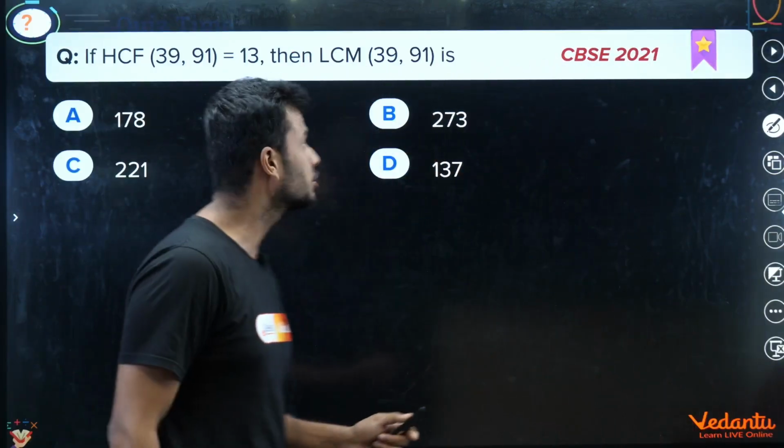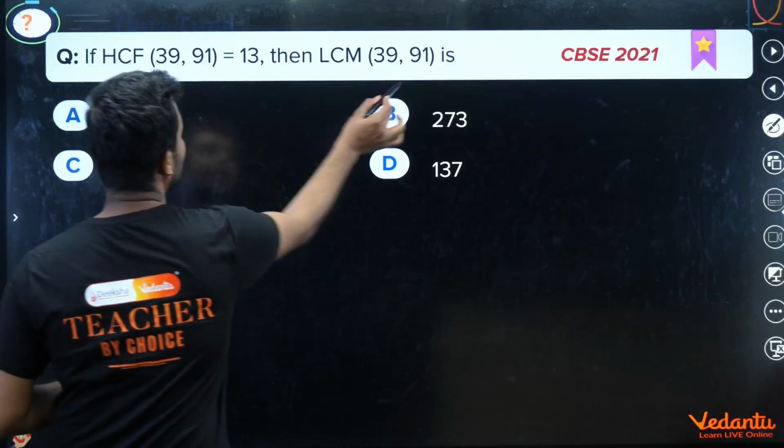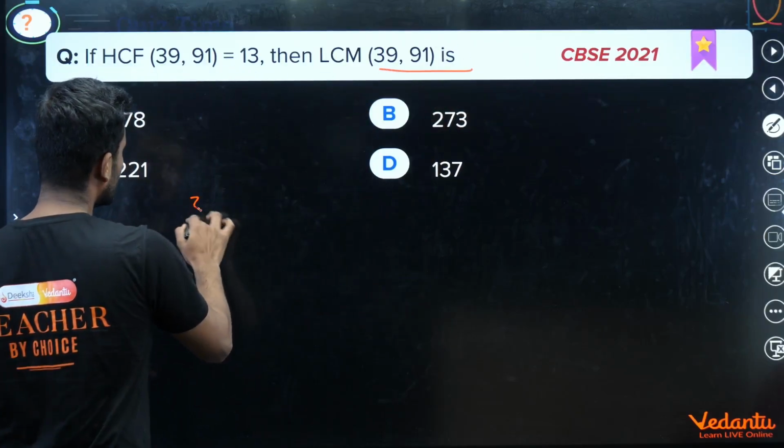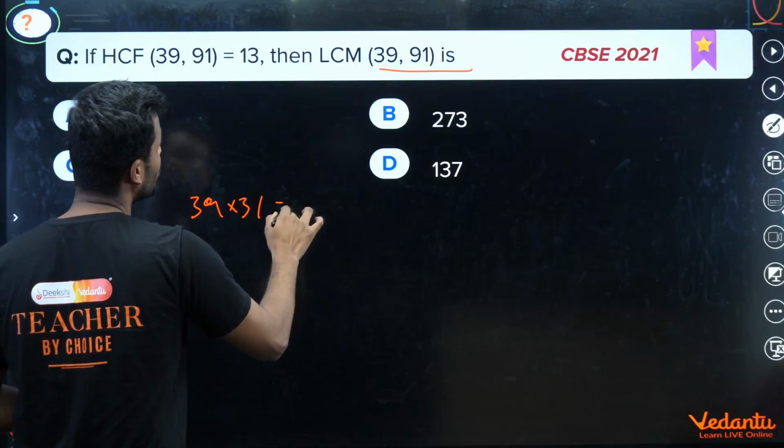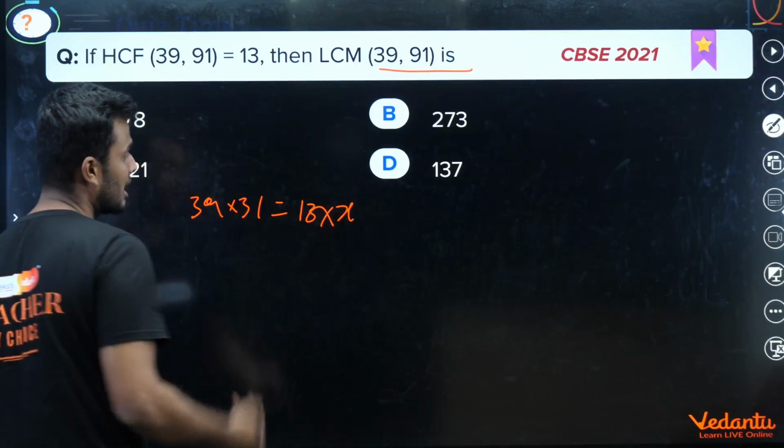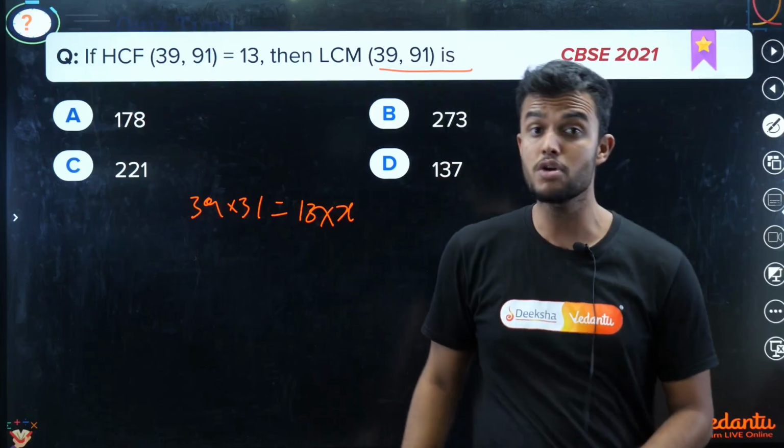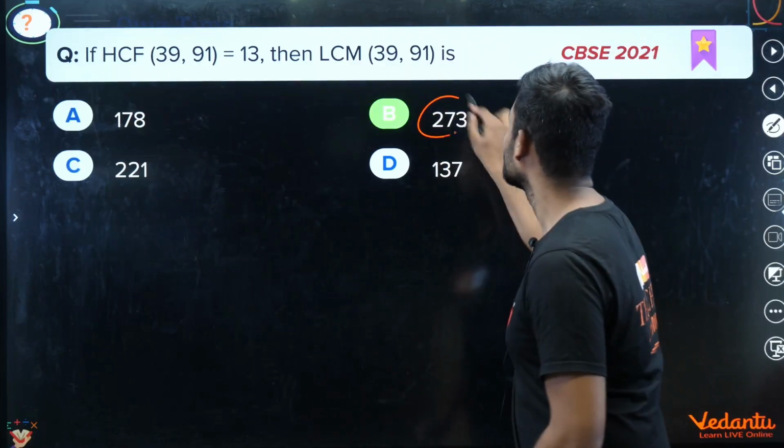Quiz time, students. First question: if HCF is this and LCM is what? Just look here: 39 into 31 is equal to 13 into x. If you find that, you get the answer. CBSE 2021, very important. The answer is 273.